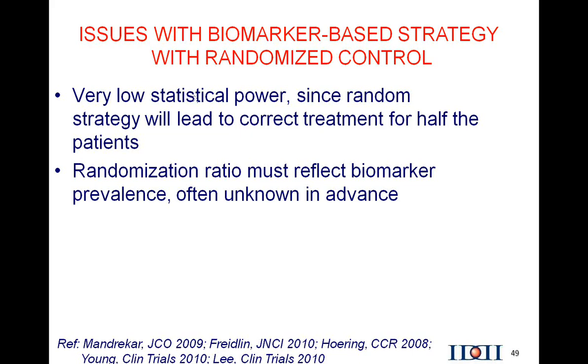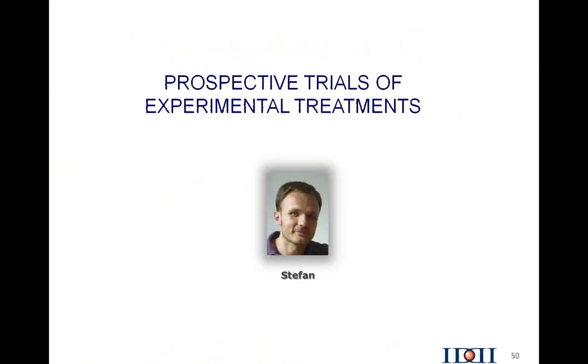And here it's obvious that, in fact, the random strategy will lead to the correct treatment, even though we don't determine the biomarker in these patients, but half of them, just by chance, will receive the correct treatment randomly. And so this design will in fact dilute the benefit of the biomarker-based strategy by the patients who receive the correct treatment in the control group. So all of these designs have in common the very low statistical power and the large numbers required.